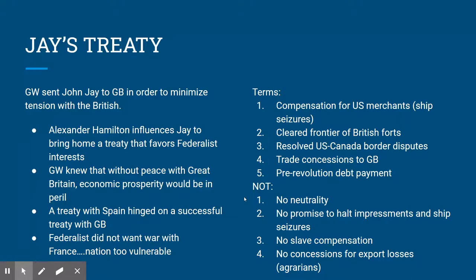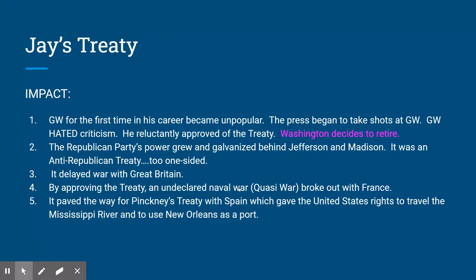You know, when you have ship seizures, what the British are taking, they're taking exports. And most of these exports are agricultural products, you know, like rice and tobacco. And so this is really what hurt the Republicans. So the Republicans hated this treaty, and they really sought to defeat the treaty once it was brought home. So the impact of Jay's treaty is it did bring about a massive, massive opposition, right, from the Republicans and from the Republican press.